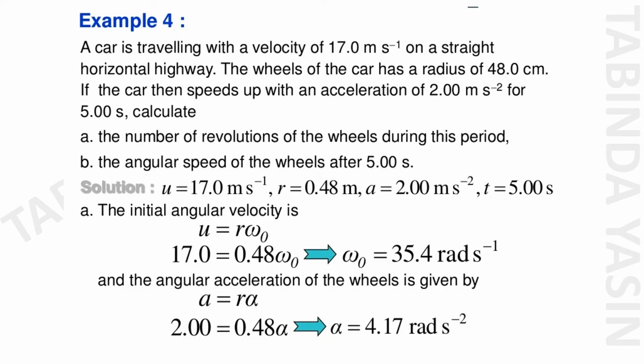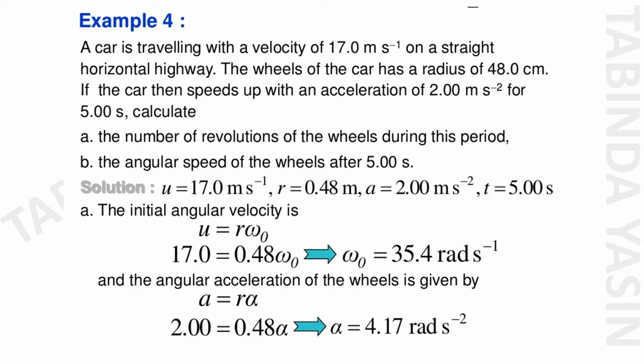Now starting with the solution: the initial velocity is 17 meters per second and the radius is 0.48 meter, that is, we have converted centimeters into meters. a is 2 meters per second squared, that is the acceleration. t is the time, 5 seconds.